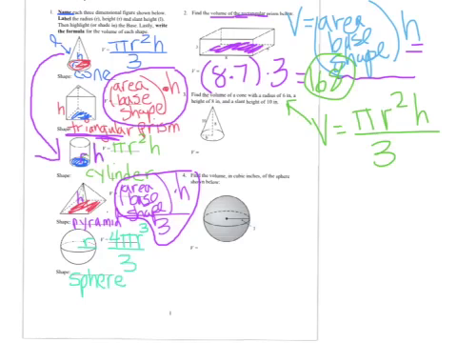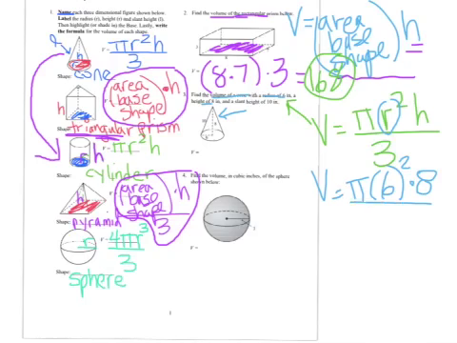For number 3, they ask us to find the volume of a cone. The radius is 6, the height is 8, and the slant height is 10. Well, to find the volume of a cone, we need the radius. So I'm going to substitute in a radius of 6 and then square it. The height is actually right down the middle. It is not the slant height, so it's times 8 and then divide by 3.